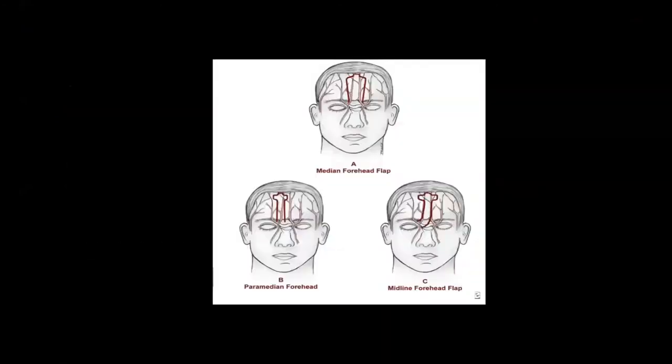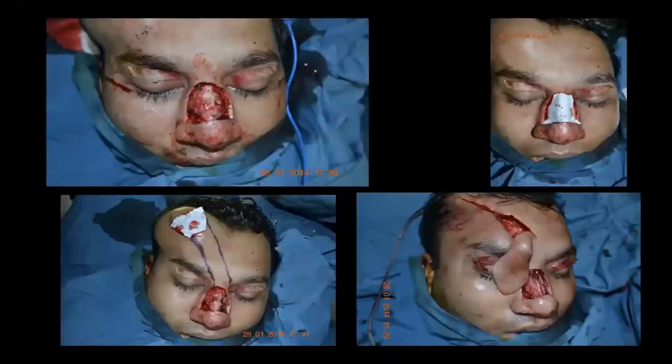Now, nasal reconstruction. There are a lot of difficulties with the nomenclature of these flaps. If you look at the flaps supplied by the supratrochlear and supraorbital arteries, usually it's the supratrochlear artery that we use to capture these flaps. You can have a median forehead flap, a paramedian forehead flap, or a midline forehead flap. For dorsal defects, you can use a template to mark the defect, use it to mark the flap you want to raise, insert it into the defect, and then divide the pedicle after 4 to 6 weeks.